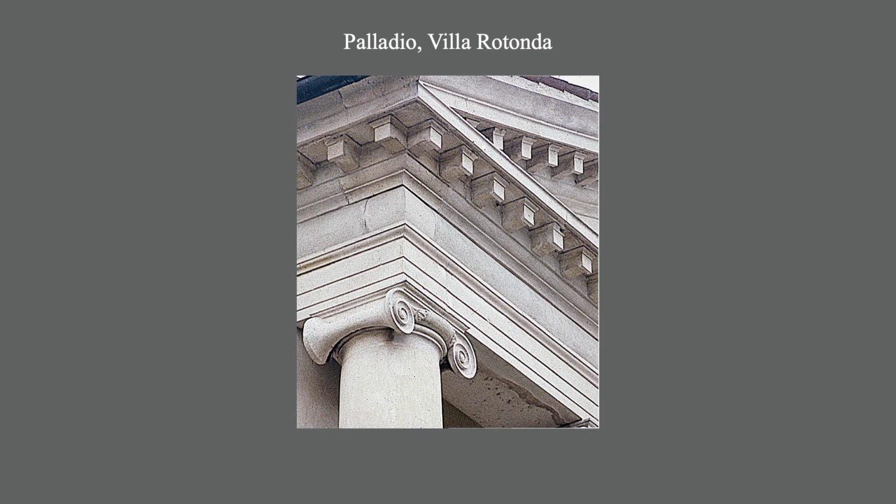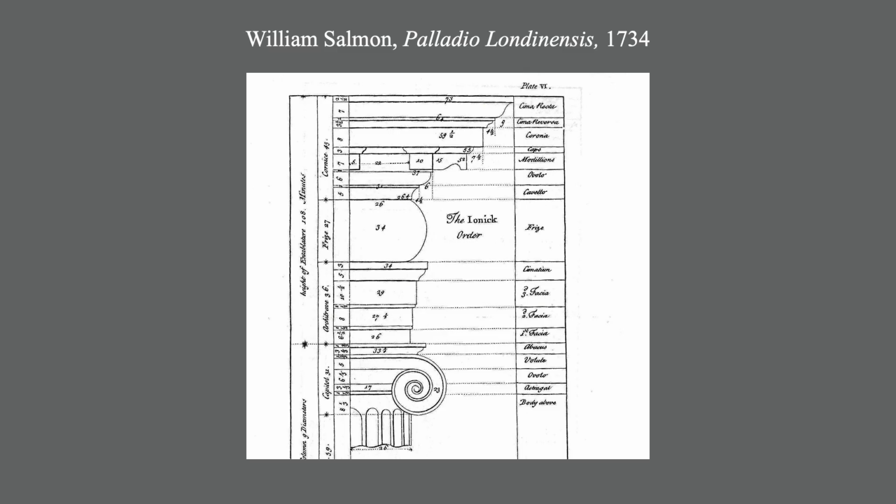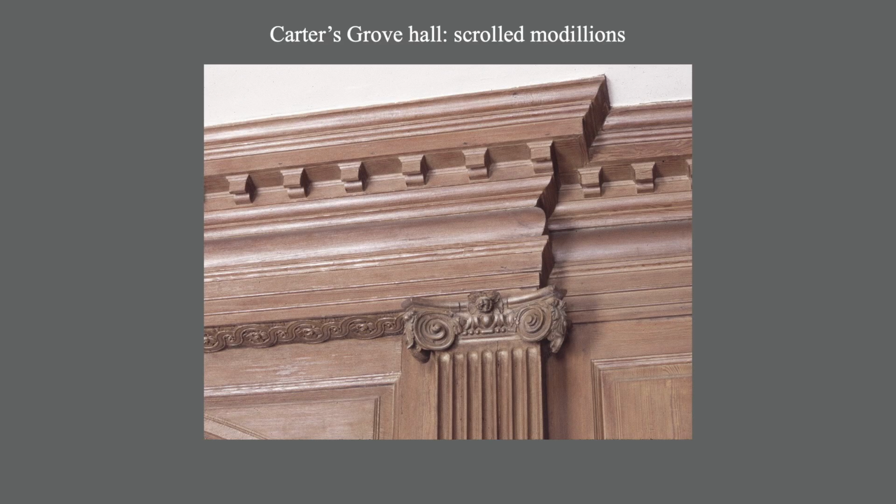Palladio used this type of modillion on the entablature of the Villa Rotunda, and the form was picked up, probably from Palladio, by the English pattern book writers such as William Salmon, whose book was widely used in America. A plate such as his was likely the source for the modillions and entablature in Carter's Grove.